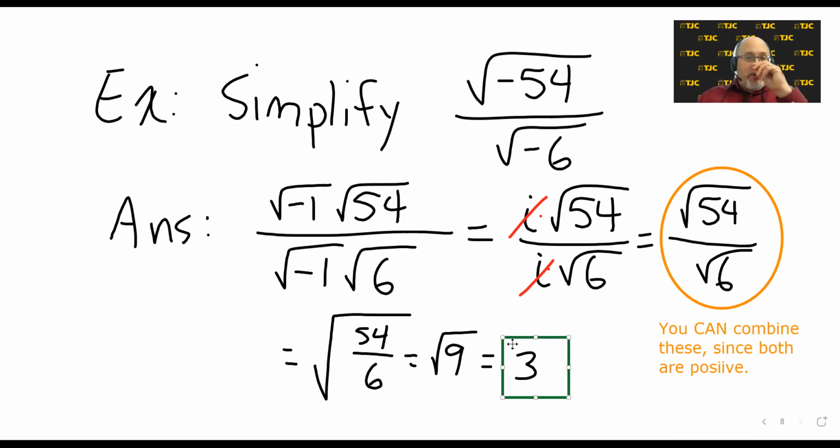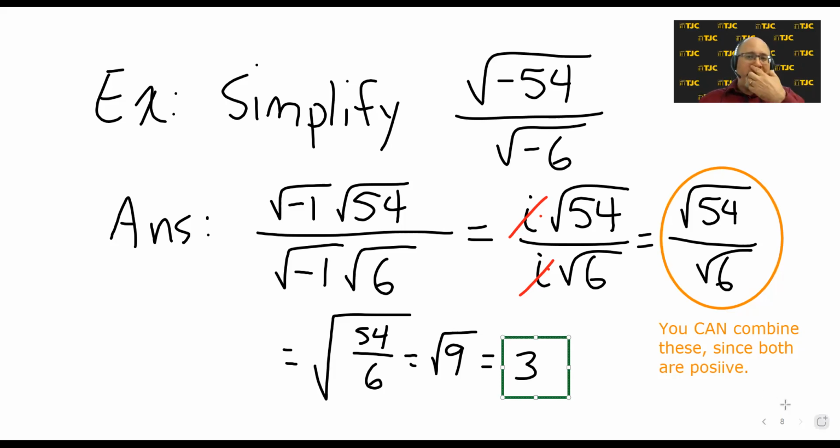So the fractions and the multiplication problems, you just have to proceed with caution. Just remember that you can combine them into one square root as long as they're not both negative. Otherwise, if they're both negative, you have to deal with them individually, see the fallout, and then proceed.